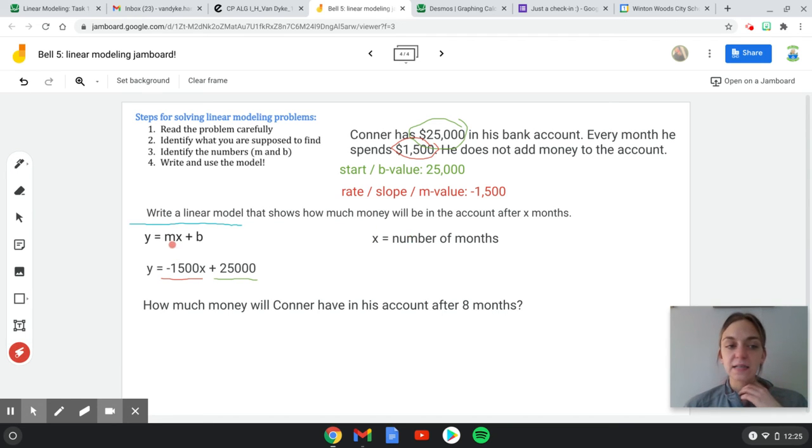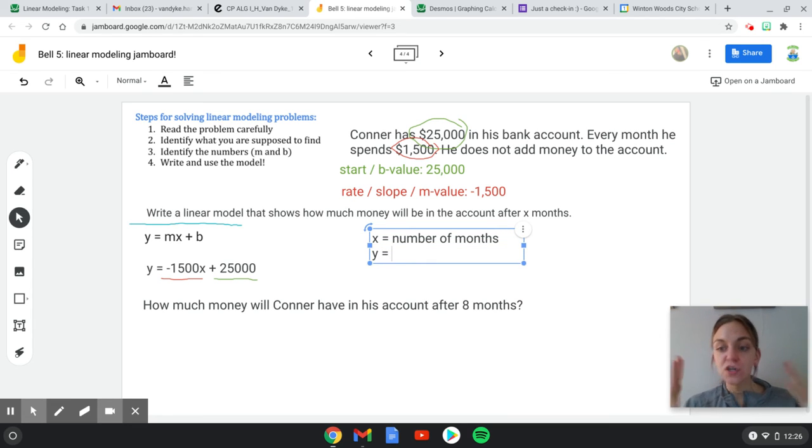And I know that X is equal to the number of months. Like we said in class, Y always has to be a total. So the total in this case is going to be the total amount in Connor's bank account.